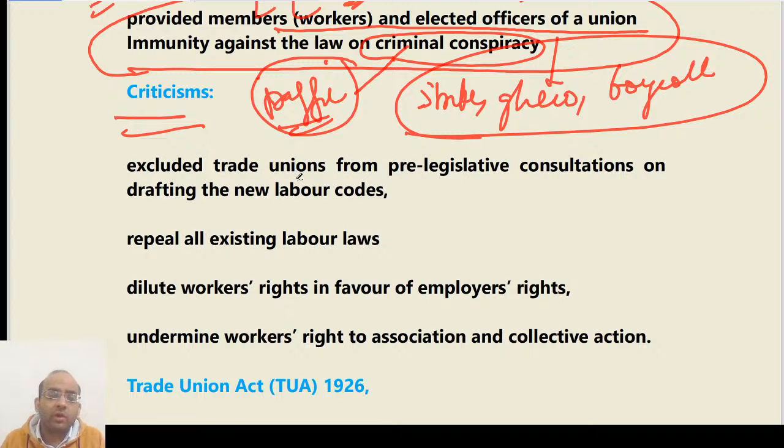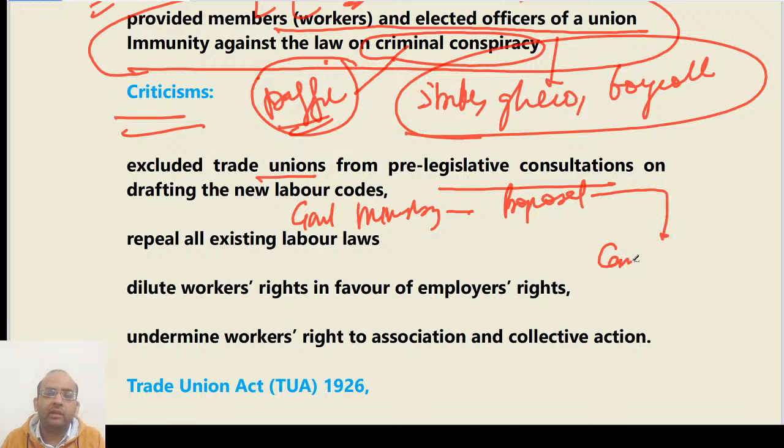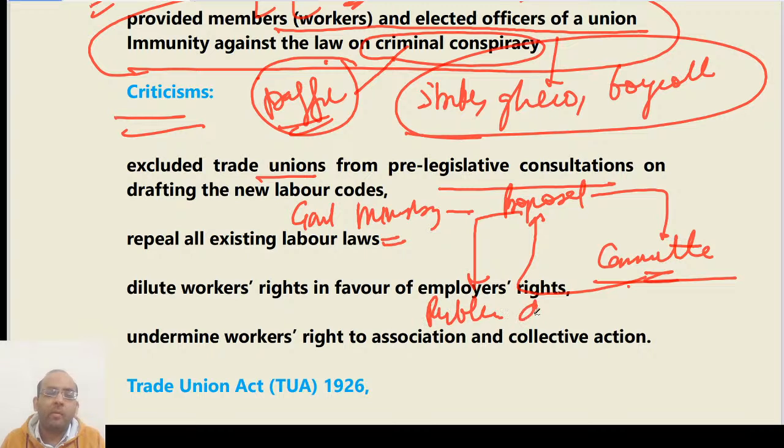See, first, it does not invite trade unions in pre-legislative consultation. What happens? There is a government ministry. From the ministry, there would be a proposal of law. This proposal would be given to a committee so that a detailed legislative framework could be made. Then this committee would give the proposal back to the government ministry. Then the ministry would put it into the public domain, inviting comments, feedback, analysis or examination of the given proposal.